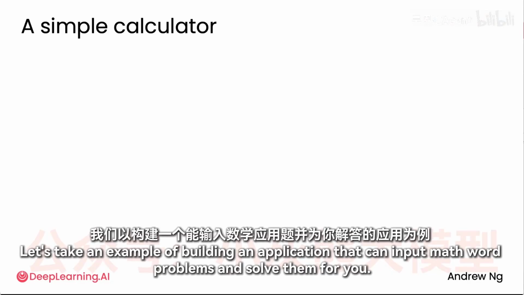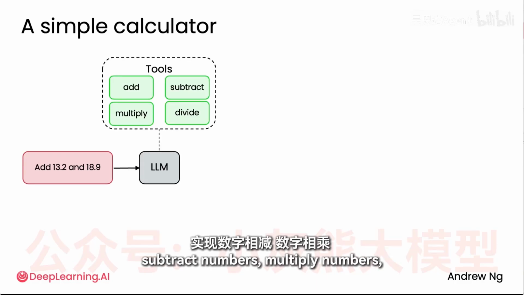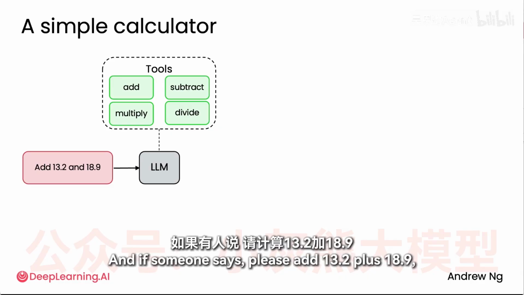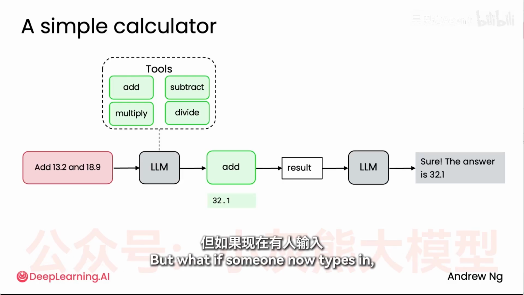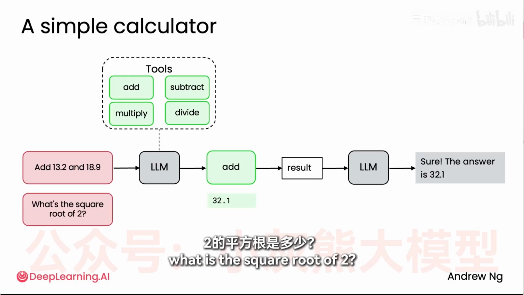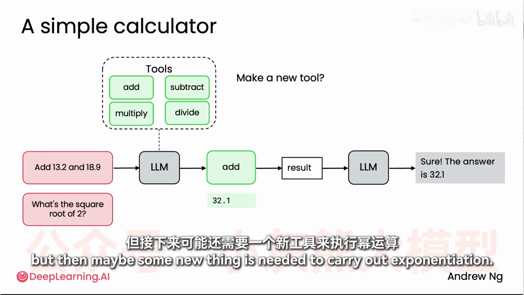Let's take an example of building an application that can input math word problems and solve them for you. So you might create tools to add numbers, subtract numbers, multiply numbers, and divide numbers. And if someone says, please add 13.2 plus 18.9, then it triggers the add tool and gets you the right answer. But what if someone now types in, what is the square root of 2? Well, one thing you could do is write a new tool for square root, but then maybe some new thing is needed to carry out exponentiation.